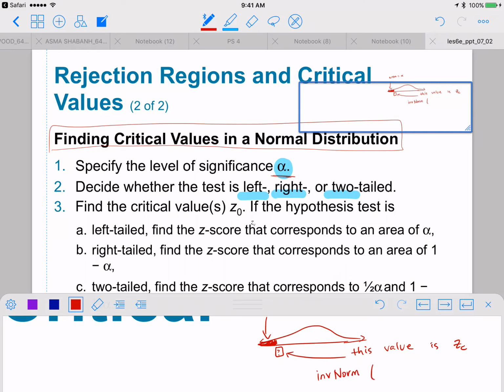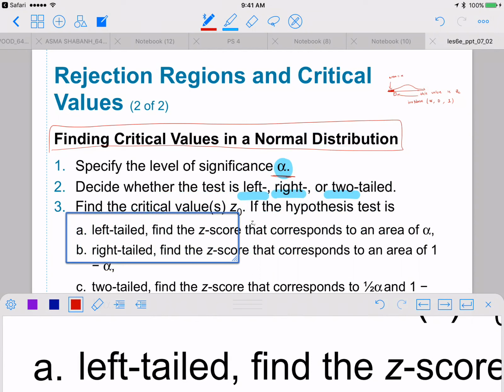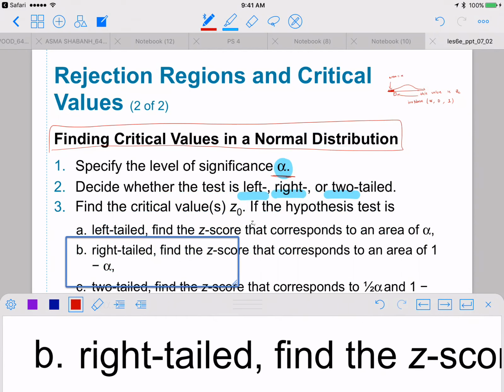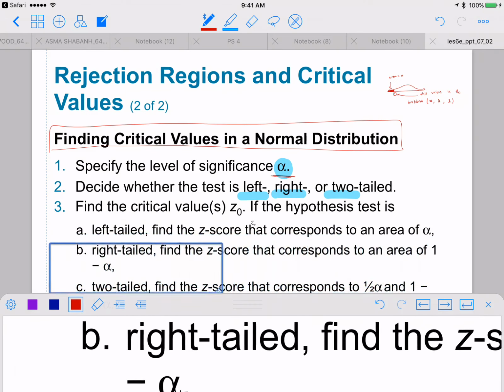And to find the critical value, we would use inverse norm. Sorry, I'm getting it confused with the syntax for normal CDF. For inverse norm, we put in the area, which is our alpha, then we put in the mean, which is 0, and we put in the standard deviation, which is 1, and it will spit out our critical value. So that's for a left-tailed, okay?